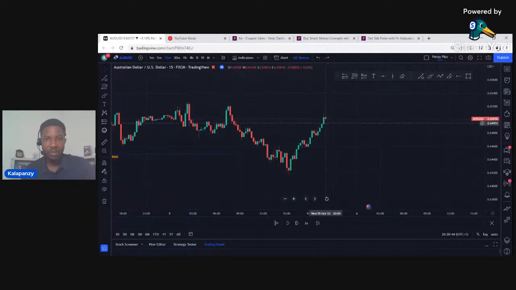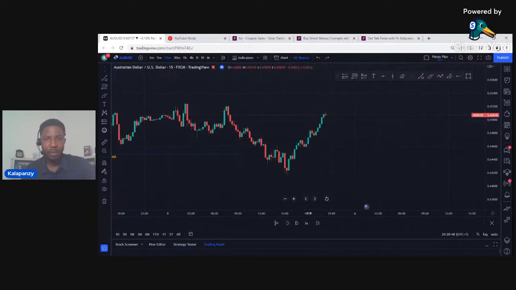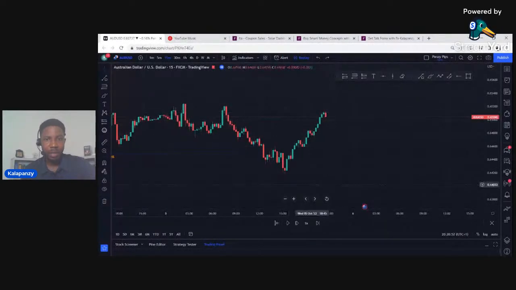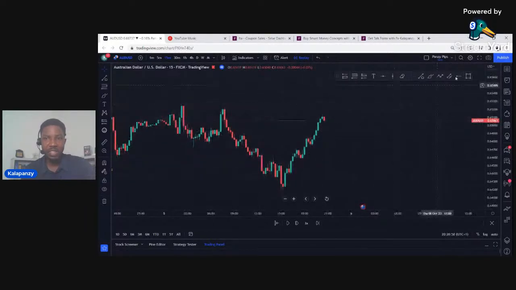Okay, we begin to see some slight rejection. What happens here? Okay, slowing down but not rejecting yet. Okay, this looks like it's beginning to reject. So what do we see here? When we come to the 15 minutes, we notice that there is a level of imbalance here. So I want to mark out 50% of that imbalance.